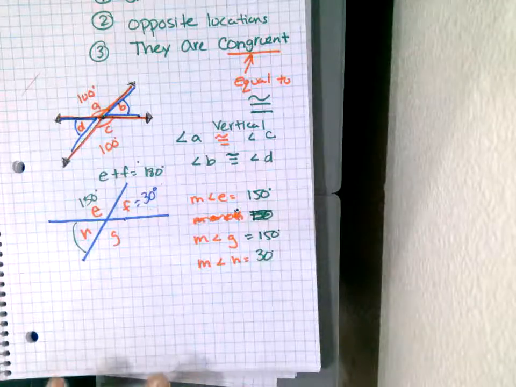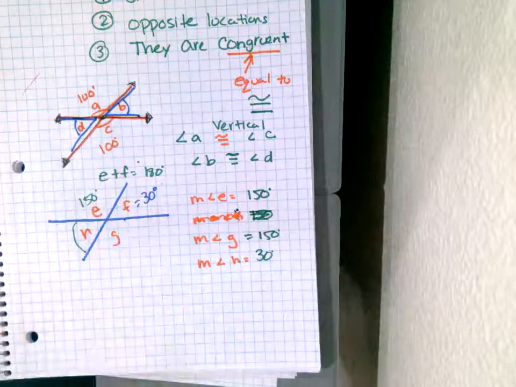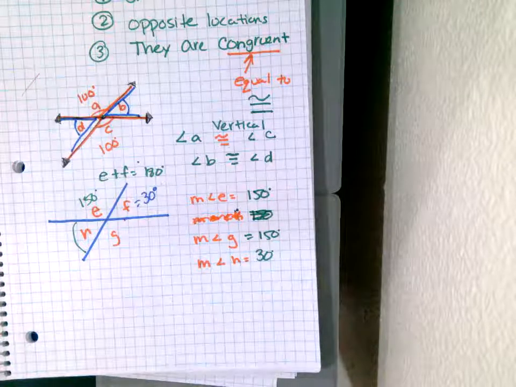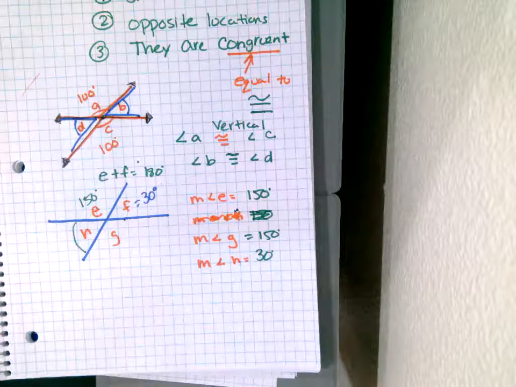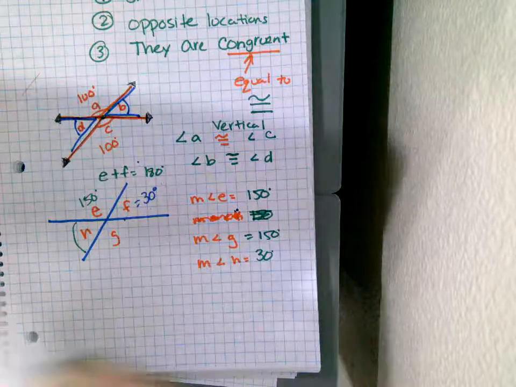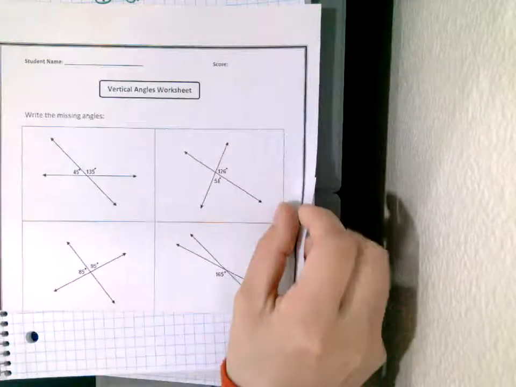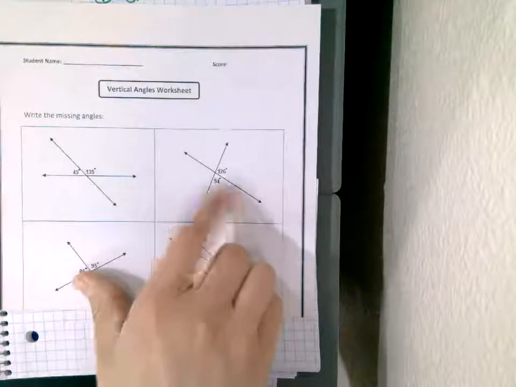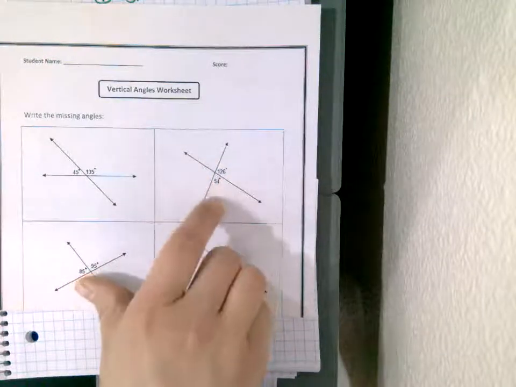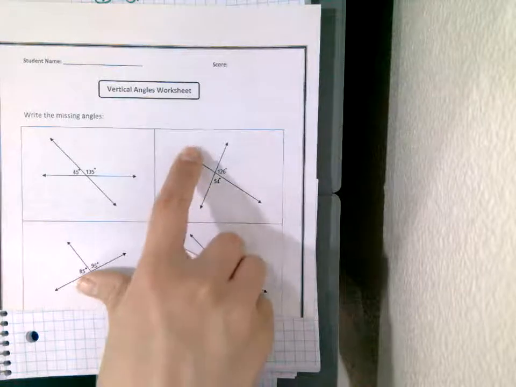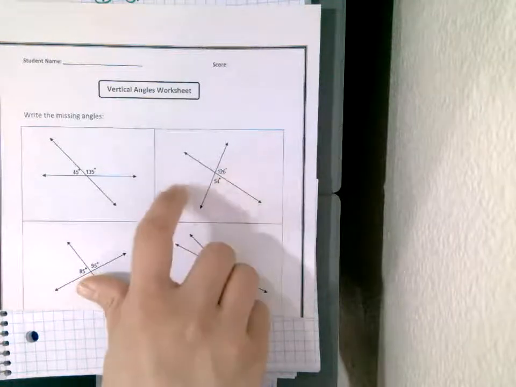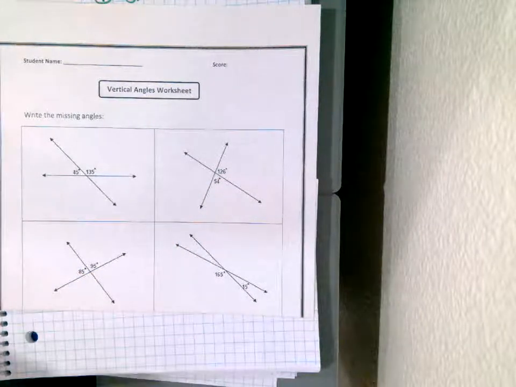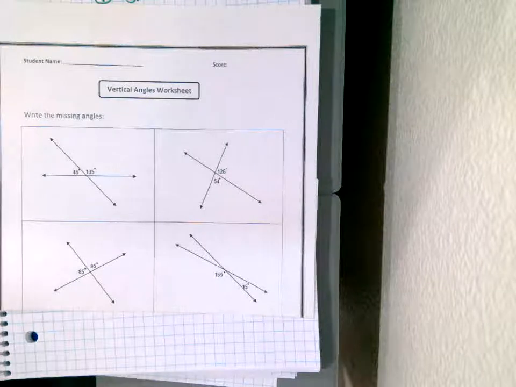So therefore, if E is 150, the vertical angle is also 150. I like to think of them as puzzles, right? They're just trying to see how you could solve for them. I mean, this was a worksheet I gave to my students a couple of years ago. This is pretty easy because they didn't solve for anything. They just had to identify vertical angles, right? Like this is 54, so this is 54. This is 126, so this is 126.